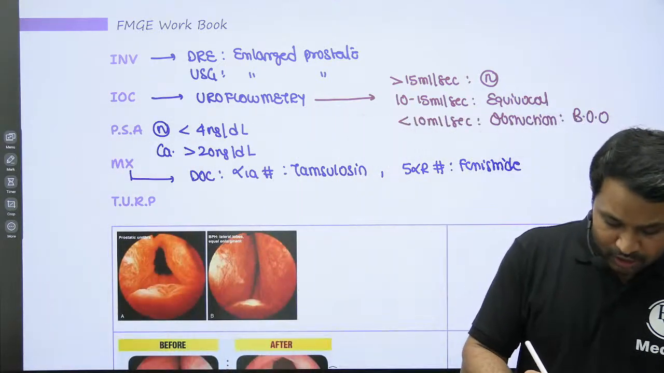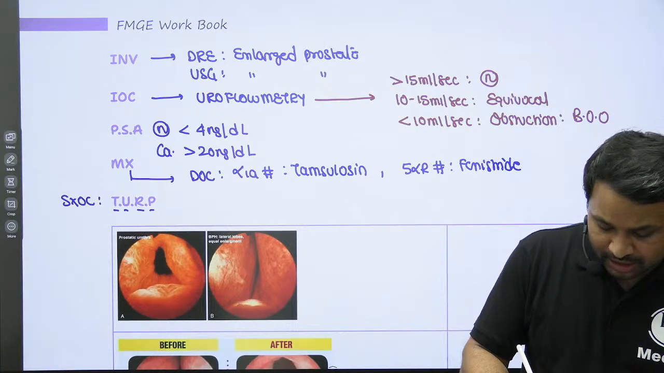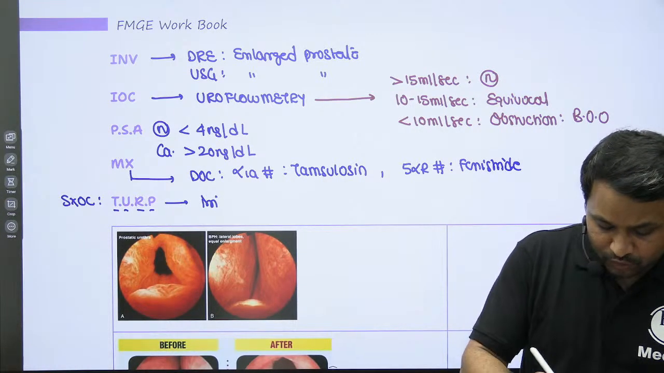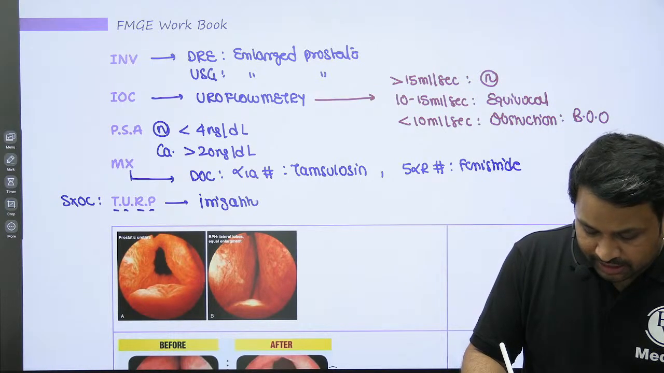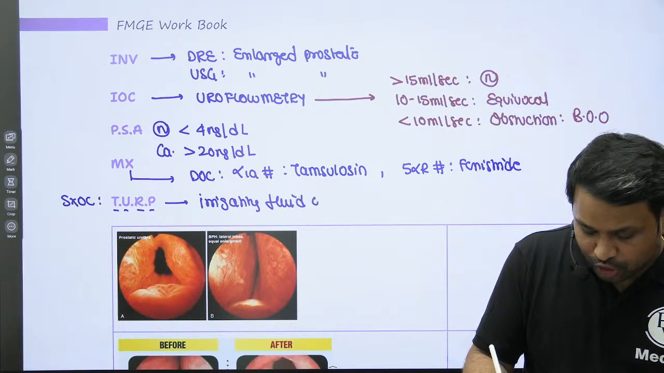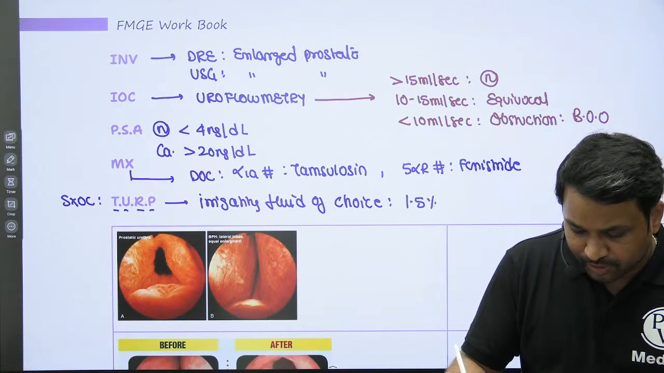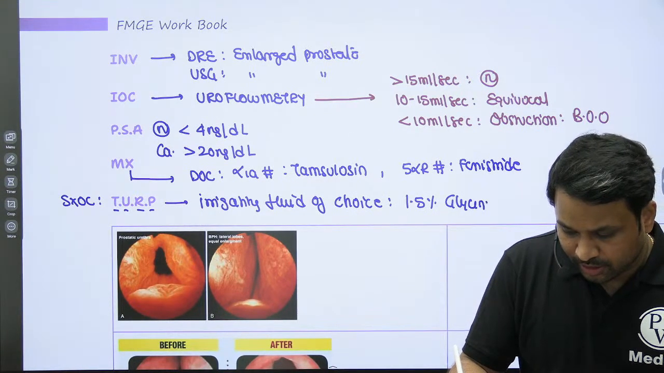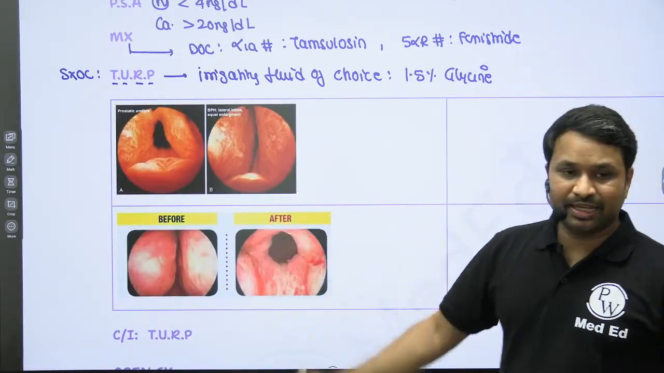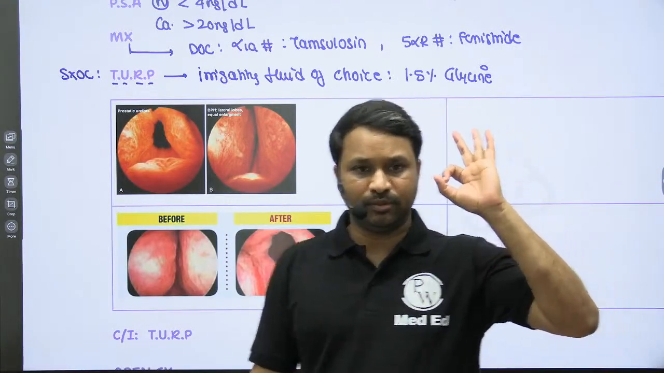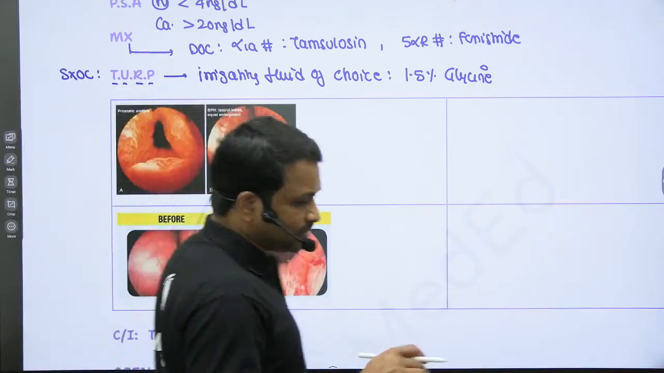Now, the surgery of choice is going to be TURP, that is transurethral resection of prostate, and here the irrigating fluid of choice for TURP is going to be 1.5% glycine. So this is how you do TURP. Before and after, you can see the opening is created well. The urine flow is maintained. So hence, TURP becomes the surgery of choice.